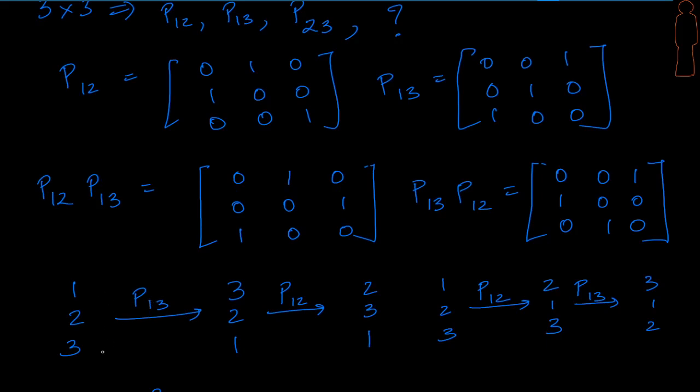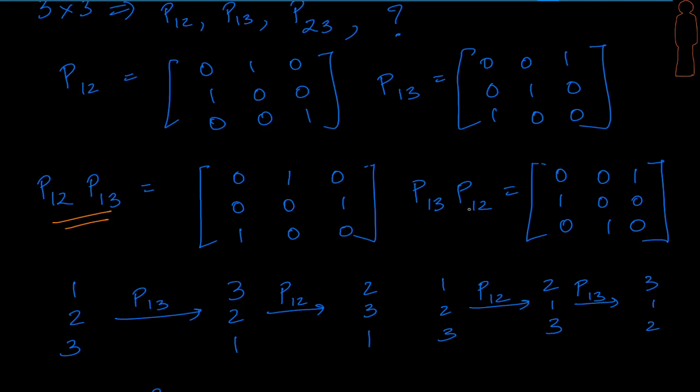I would exchange 3 and 1, right? So 3 and 1 go here, 2 remains the same. After that I apply P12, right? Look at the way this product is acting on a coefficient matrix. First P13 would act, after that P12 would act, and you see now P12, right? So that means that these two should get swapped, and that's why this becomes 2 3 1.